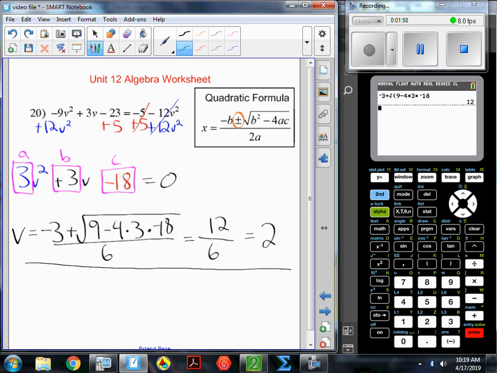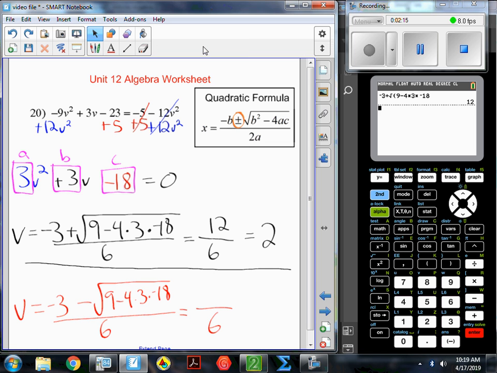I'm going to do the same thing with the other equation. So that means v equals negative 3, this time focusing on the minus the square root. 9 minus 4 times 3 times negative 18, all over 2 times a, which is 6. It's going to give me something over 6 again. So negative 3 minus the square root this time of 9 times 4 times 3 times negative 18.